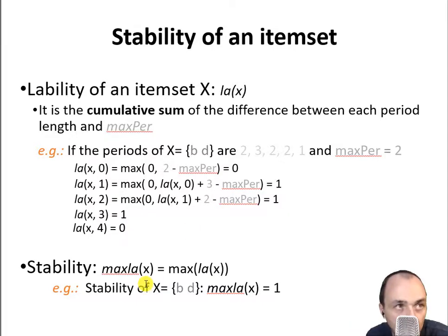Okay. So now, to calculate whether a pattern is stable or not in terms of periodicity, we take the maximum of the liability. Here, among all the values, 0, 1, 1, 1, 0, the maximum liability is 1. So that means usually this pattern was stable. Sometimes it exceeded the maximum, but not always. So we consider it is an interesting pattern and we will show it to the user.